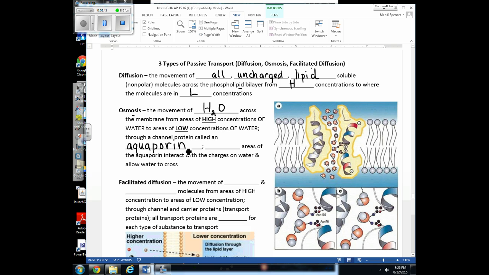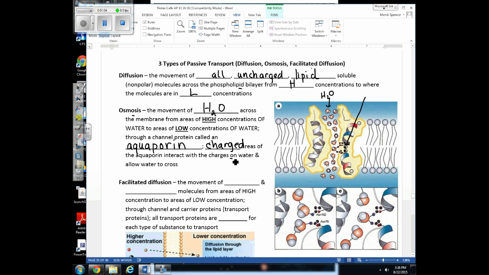And the reason why water molecules, like you can see here, are able to move through that aquaporin is because it has charged regions. And you can see those charges indicated right here on that diagram. So there's charged areas of the aquaporin that's going to interact with the charges on those polar water molecules.